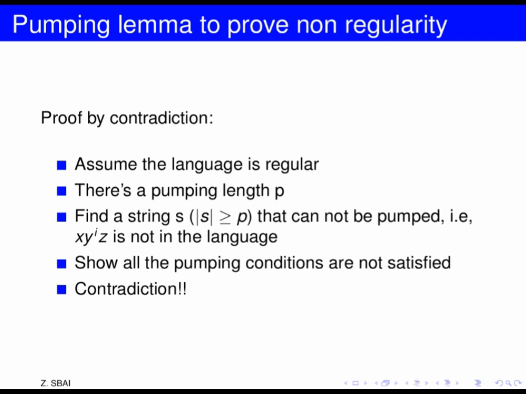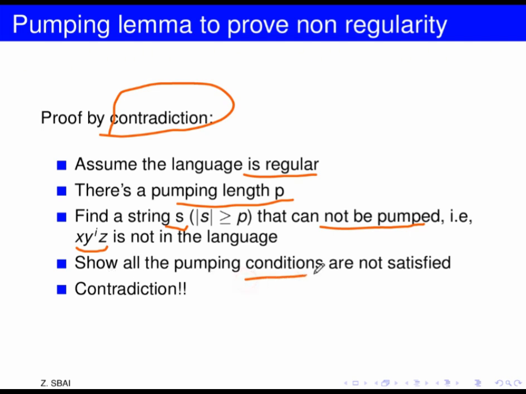Now we will show how to prove that a language is not regular using this pumping lemma. The idea is to make a proof by contradiction. We will assume that the language is regular and use the pumping lemma property, which says that there is a pumping length p. We will suppose that we have this length p, and we will find the string s that is longer than p, and we will show that it cannot be pumped. Okay, we will show that x y^i z is not in the language. And we will examine all the pumping lemma conditions and show that these are not satisfied. And in this case, we will come up with a contradiction to what we already assumed, and we will prove that the language is not regular.